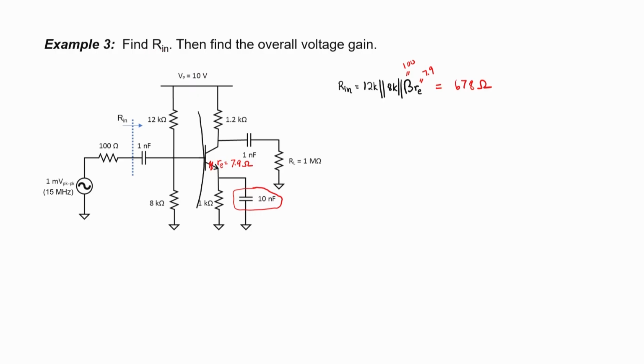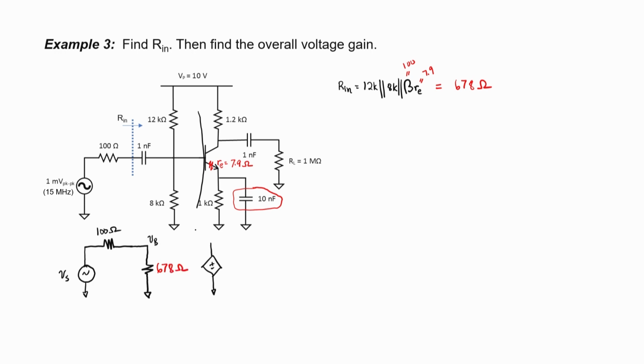The second part of our problem here is to find the overall gain. In order to do that, let's draw a small signal equivalent circuit model for this particular amplifier. There we have our source and our input impedance. That takes care of the input side. Now let's draw the gain portion.